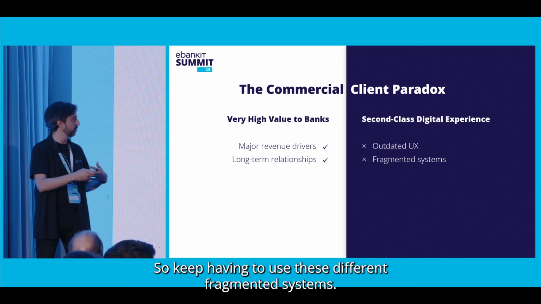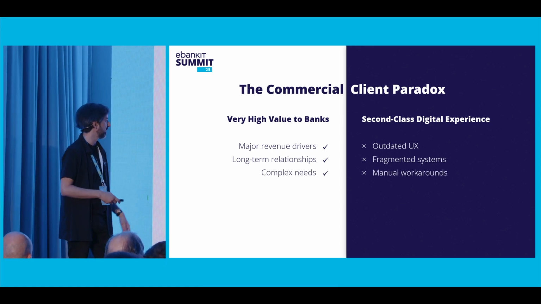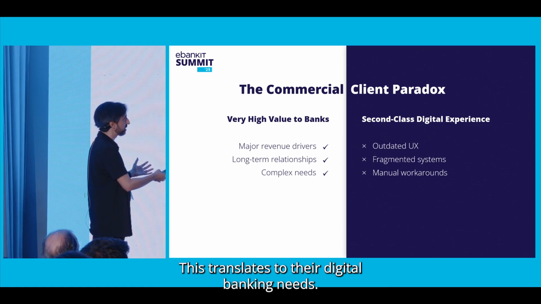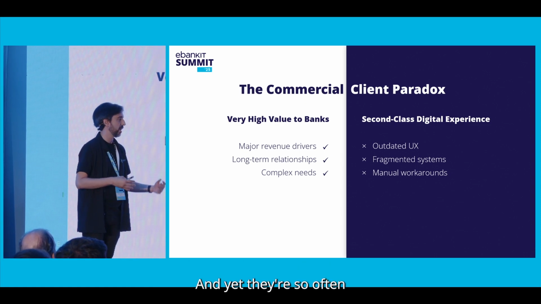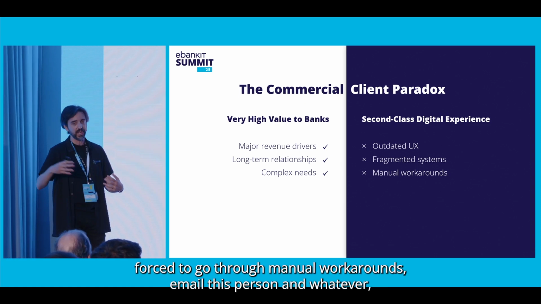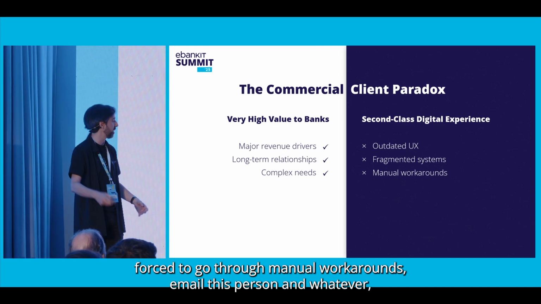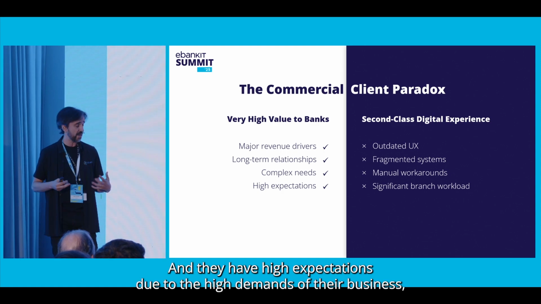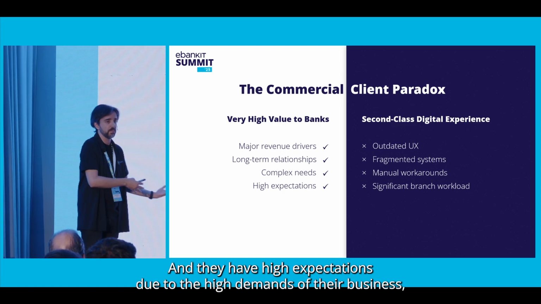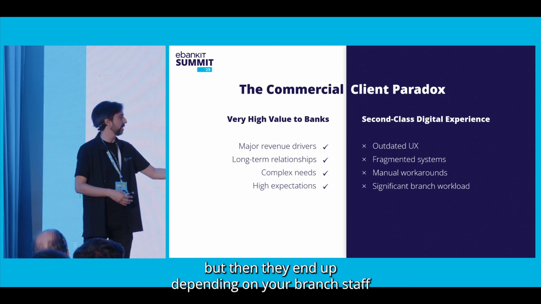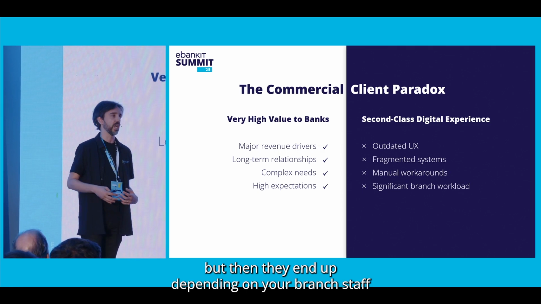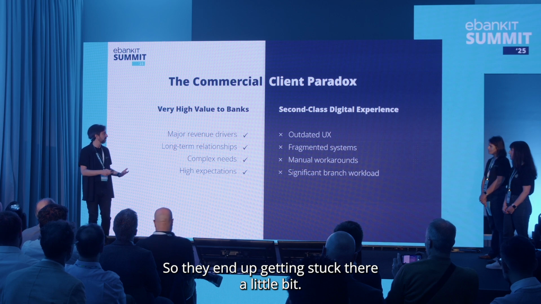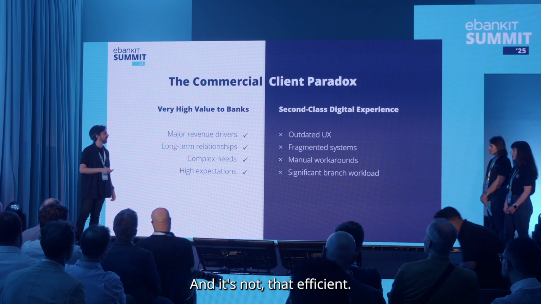So they keep having to use these different fragmented systems. They have complex needs. Their businesses are often complex. This translates to their digital banking needs. And yet they're so often forced to go through manual workarounds, email this person and whatever, and it's just not working out for them most of the time. And they have high expectations due to the high demands of their business. But then they end up depending on your branch staff for so much of what they need on an everyday basis. So they end up getting stuck there a little bit, and it's not that efficient.